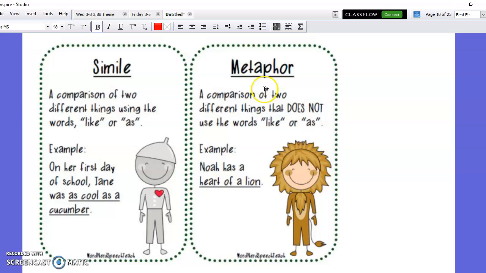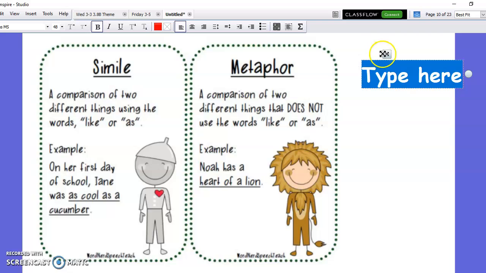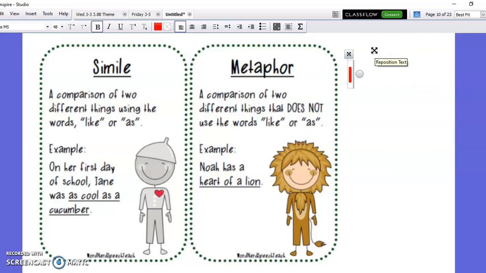A metaphor is when you compare two things that are different, and you don't use the words like or as. For example, Noah has a heart of a lion. There's no like or as, and so this one is not a simile, it's a metaphor. Again, similes always have the words like or as in them.